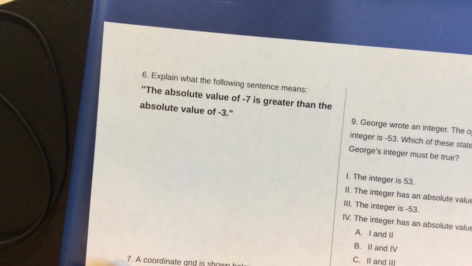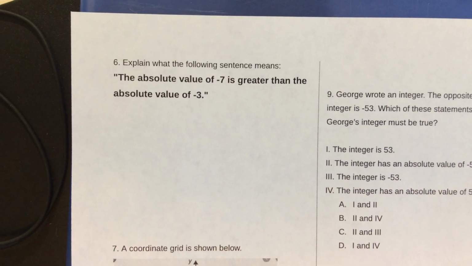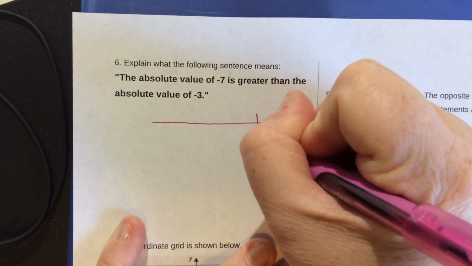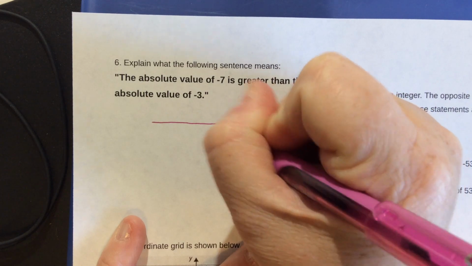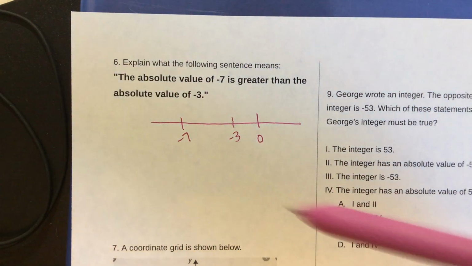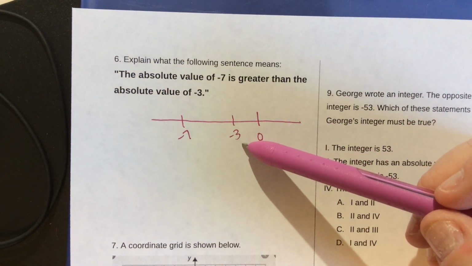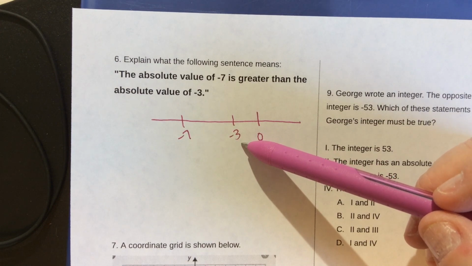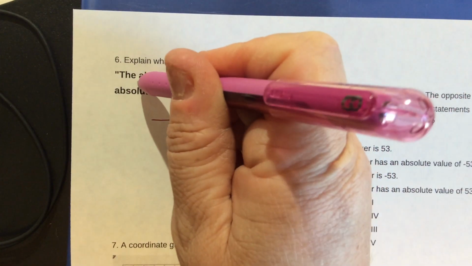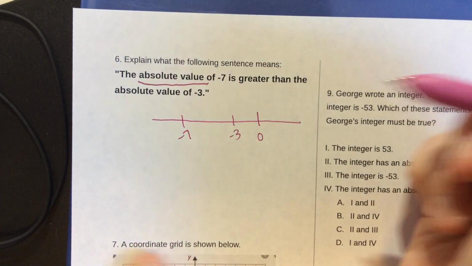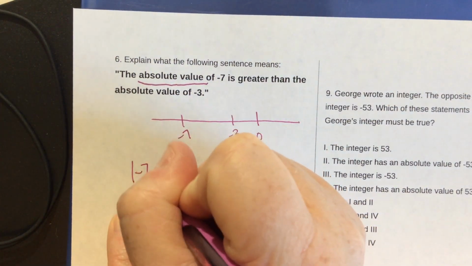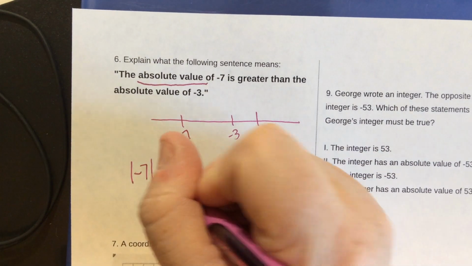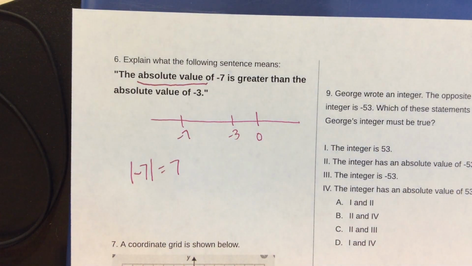Okay, next, explain what this sentence means. The absolute value of -7 is greater than the absolute value of -3. So really, if I'm just looking at my number line, here's a 0, here's -3 and -7. If I'm only looking at the numbers, -3 is actually larger because it is farther to the right. However, it says absolute value. Well, what is the absolute value of -7? It is 7 because it's 7 spaces from 0.